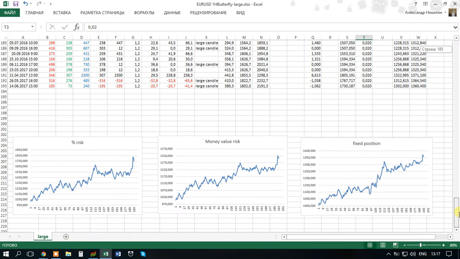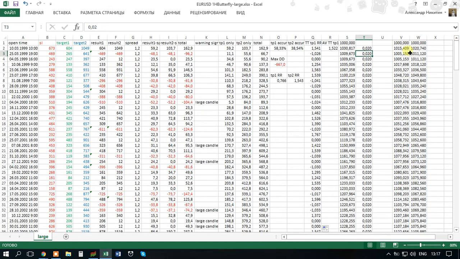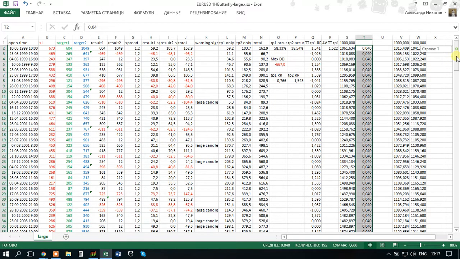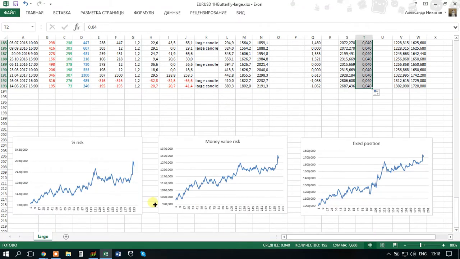If you don't want to lose more than 30% when you face the largest drawdown, then you should not risk more than 4% per trade. If you risk 4% per trade, your maximum drawdown will be about 30%.